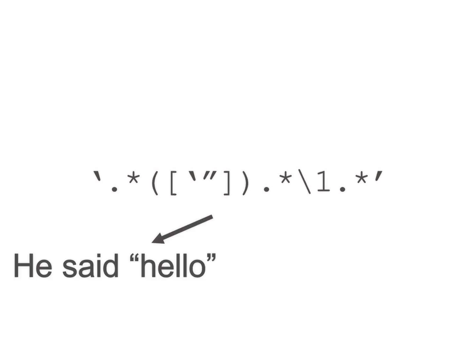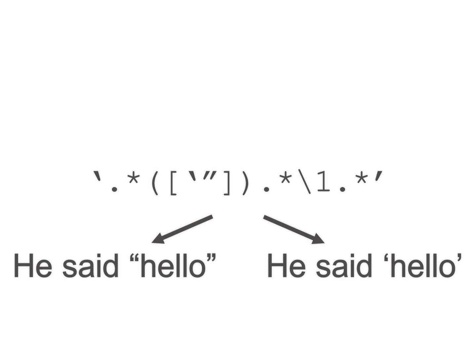This may look confusing, but the only thing you really need to notice is that the reference will match the same type of quote which was matched by the first subpattern. In other words, this pattern would match both the string he said hello with double quotes and he said hello with single quotes.